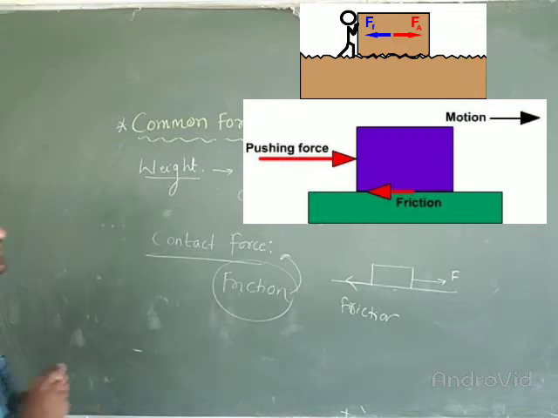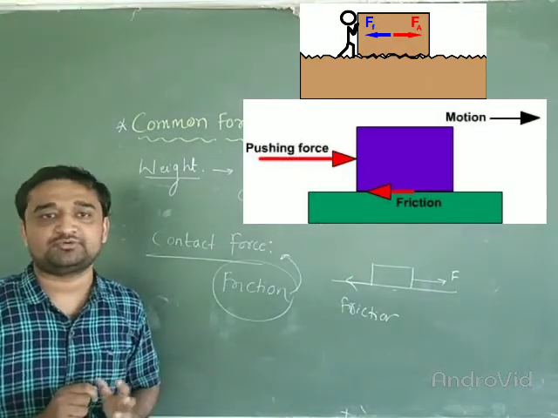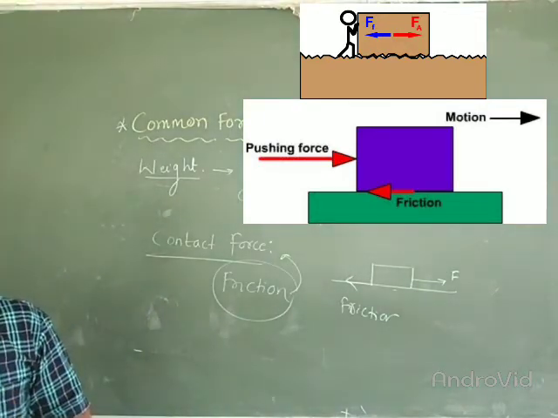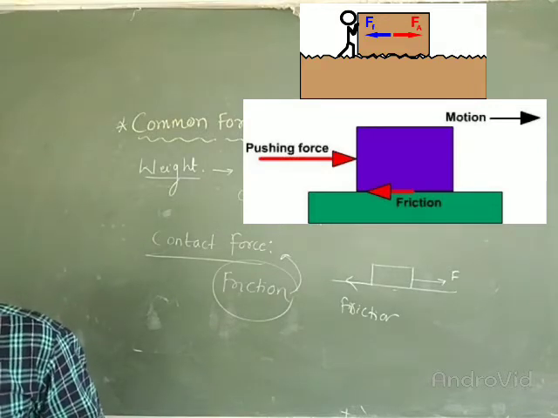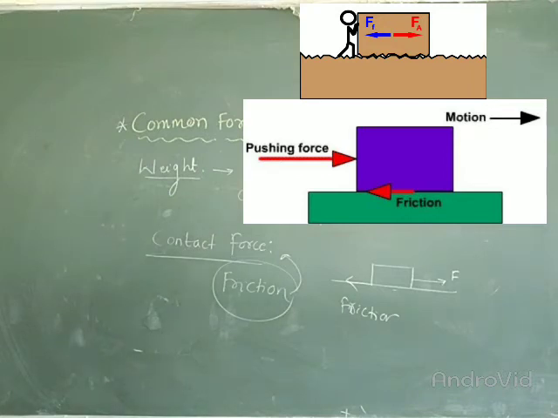This is called what here? The friction. The frictional force is the contact force which opposes the motion of one body on the surface of another body. That is called the contact force. In particular, in this section we are defining the frictional force.